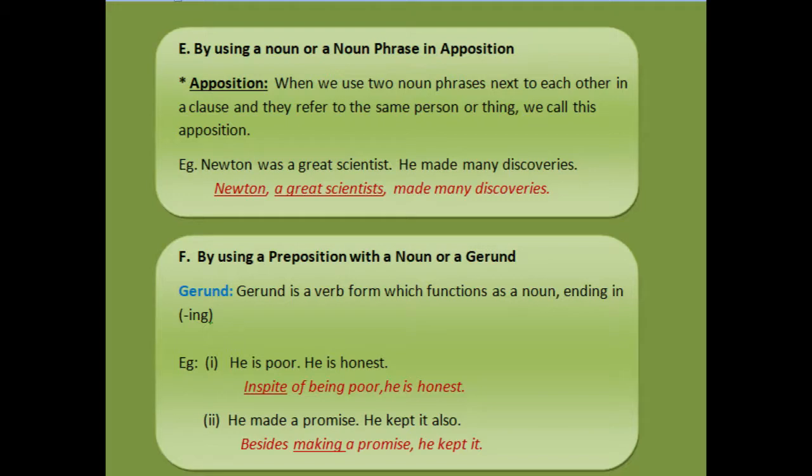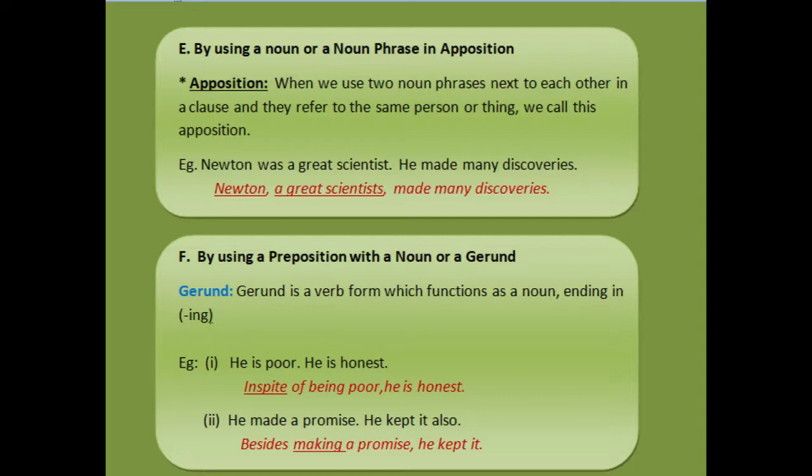Newton was a great scientist. He made many discoveries. We can see the underlined words here. The first noun is Newton, and the second underlined phrase is a noun phrase in apposition because it follows the first noun, giving more information about the first noun.